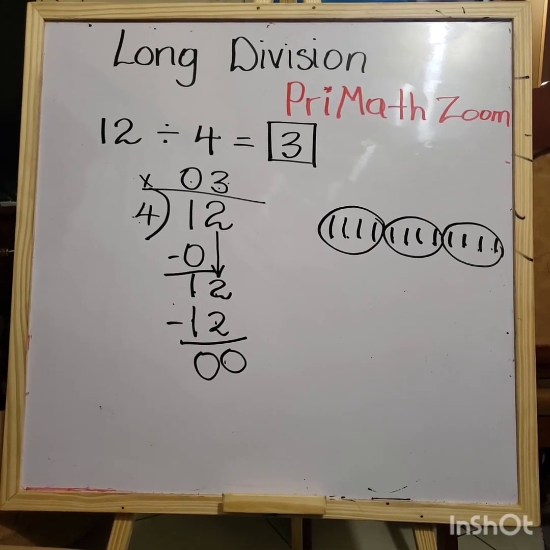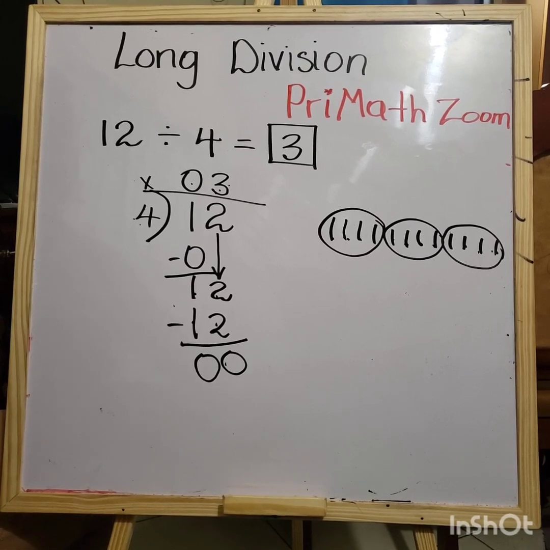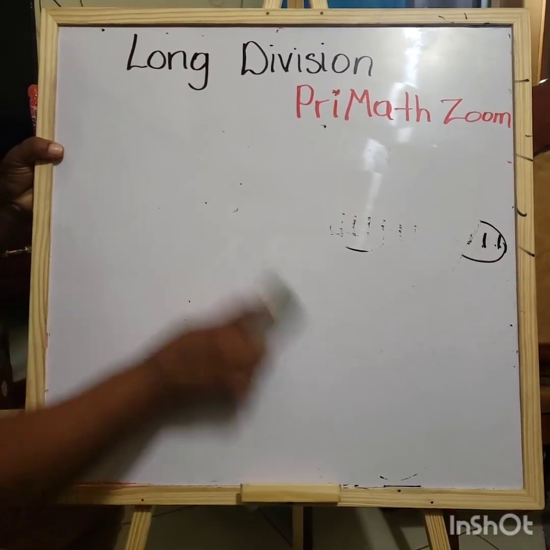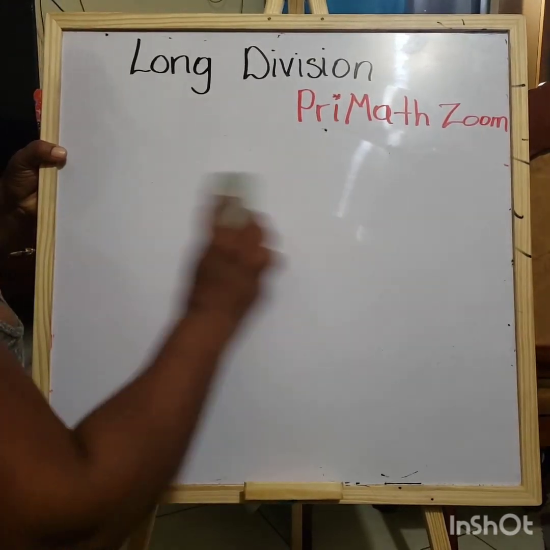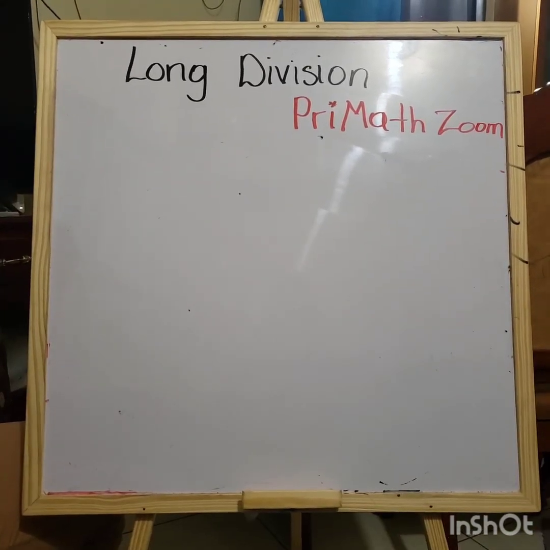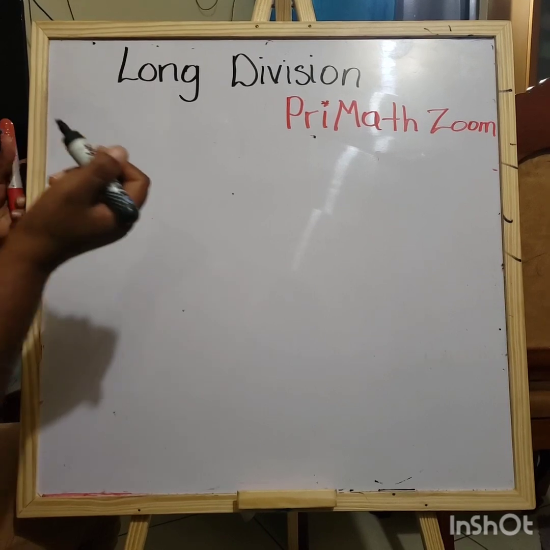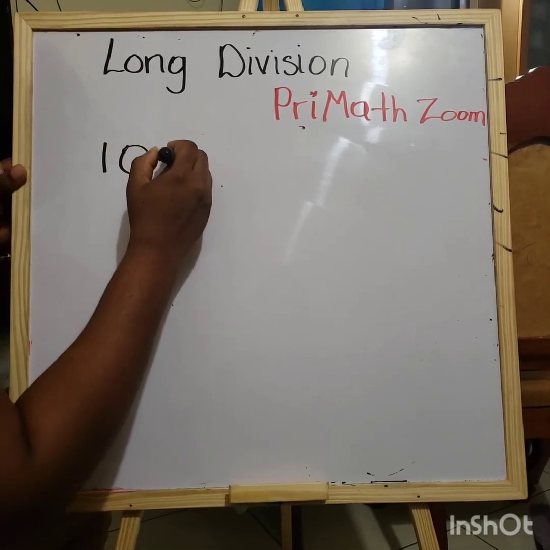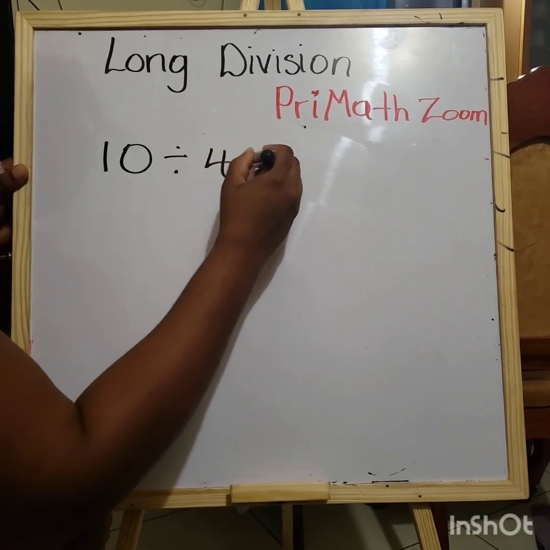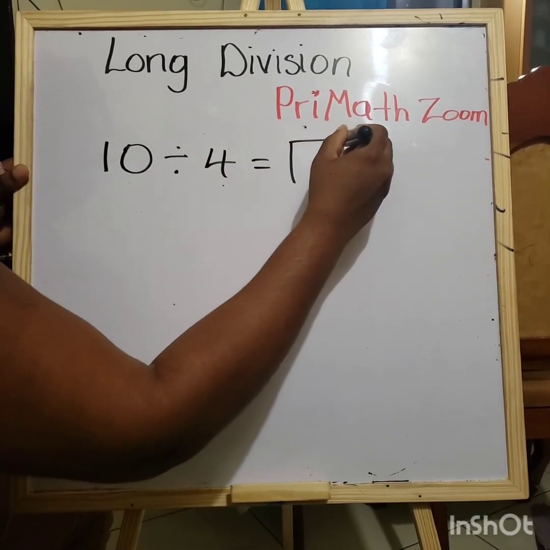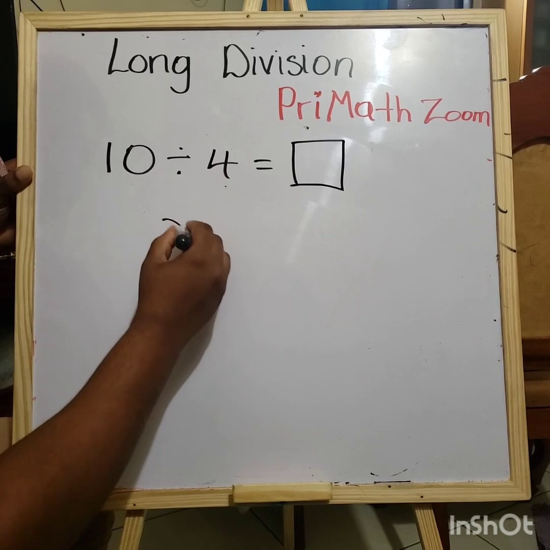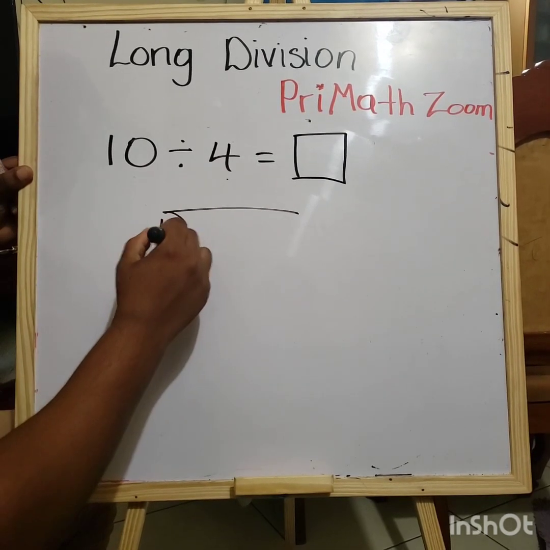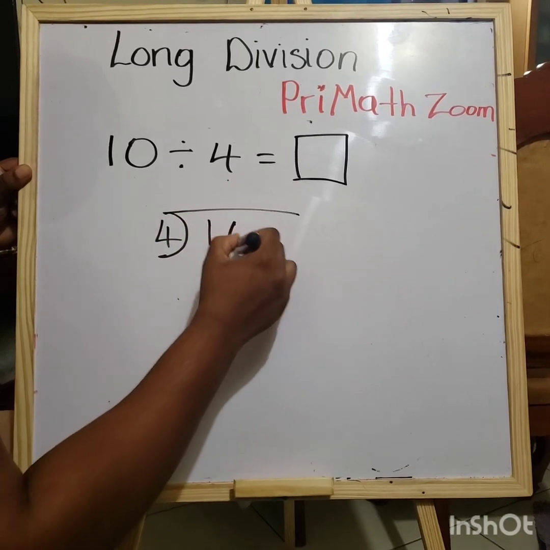All right, so let's move on to another one. So here we're going to divide 4 into 10. So 10 divided by 4 equals box. So draw our division thing. Divisor goes where? Right outside. And our dividend right here.